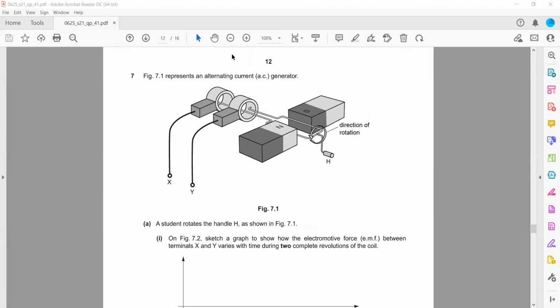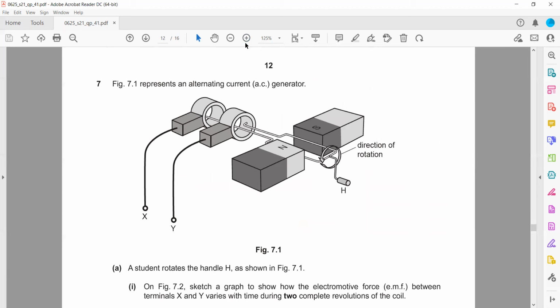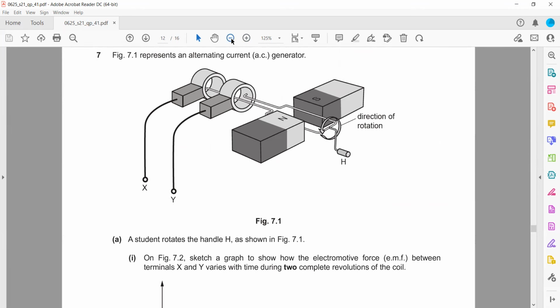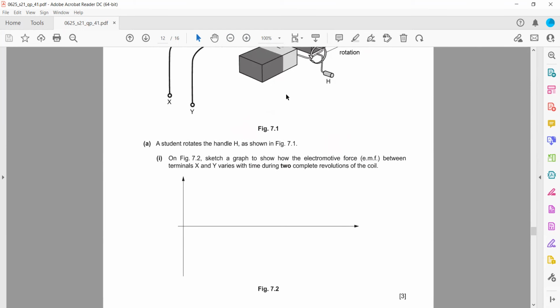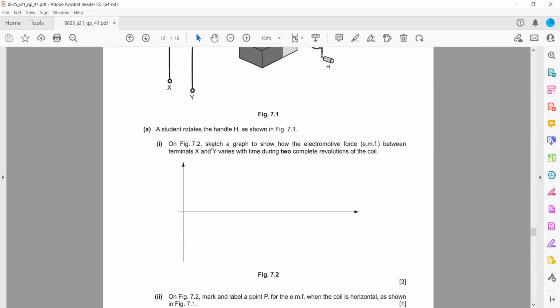In question 7, represent an AC generator. How an AC generator works, we will discuss in a revision class. But the idea is that when we rotate the coil, there's a change in magnetic field which produces EMF. So we have to complete 2 cycles. So first EMF increases, then decreases. Then it also increases in the opposite direction, then decreases. And it continues. So we have to complete 2 revolutions and mark where it is horizontal. So when it is horizontal, the EMF is maximum. So you can mark with letter P where it is horizontal.